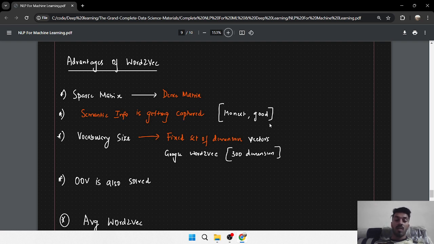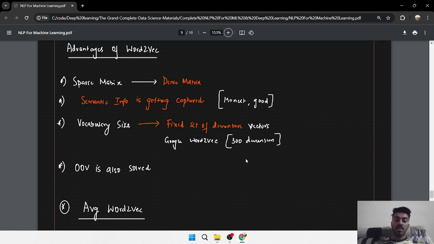Like honest and good in the vector space: the distance between these two vectors is very small, so our model can understand that these are related words. If you find the cosine similarity between these two words, the distance will be a very small number. Vocabulary size can also increase within a fixed-size set of dimension vectors.